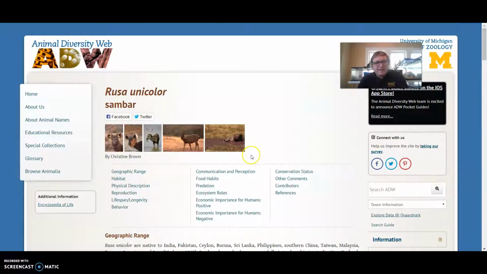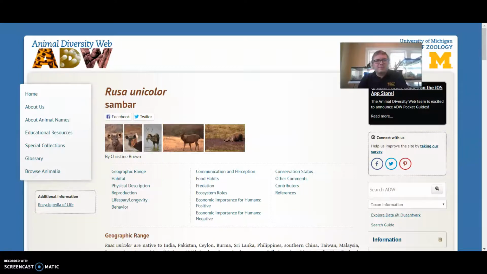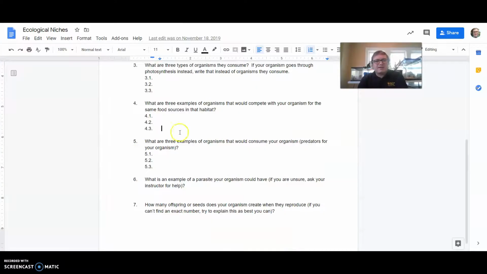Here we see the sambar is a herbivore that tigers eat. And if I go back and look at predation for one of the prey items that the tigers eat, here it talks about them being able to avoid hunting pressures from humans. So we would know that humans are one of the predators for them. Here it says known predators: humans, tigers. So there we would know that humans are part of the competition for it. If you do a little bit of digging, you should be able to find what you're wanting as far as other animals that compete for them.